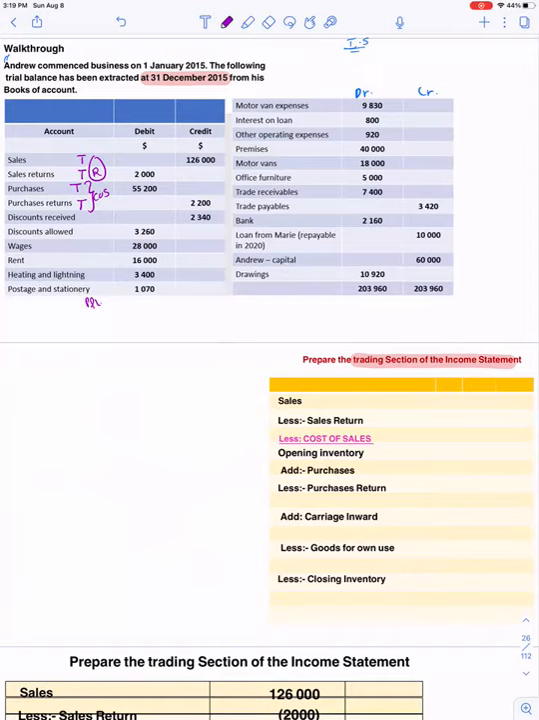We are not preparing the profit and loss account. Look over here, if anything forms a part of the trading section, and try to prepare the income statement for yourself. I would wait for 2 minutes and then we could re-evaluate our answer.